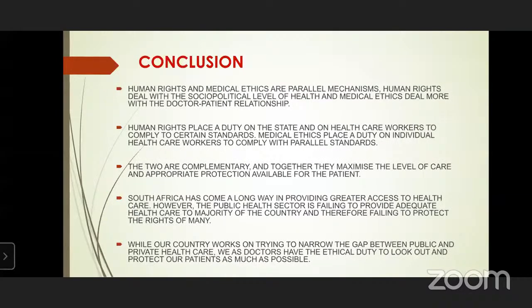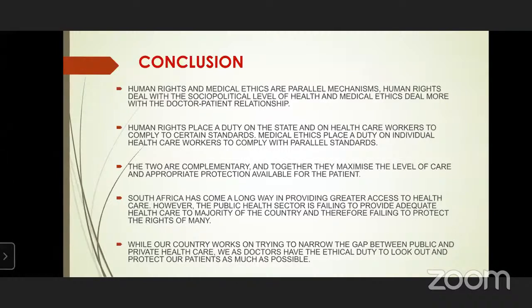In conclusion, human rights and medical ethics are parallel mechanisms. Human rights deal with the socio-political level of health, and medical ethics deal more with the doctor-patient relationship. Human rights place a duty on the state and on healthcare workers to comply with certain standards. Medical ethics place a duty on individual healthcare workers to comply with parallel standards. The two are complementary, and together they maximize the level of care and appropriate protection available for the patient.